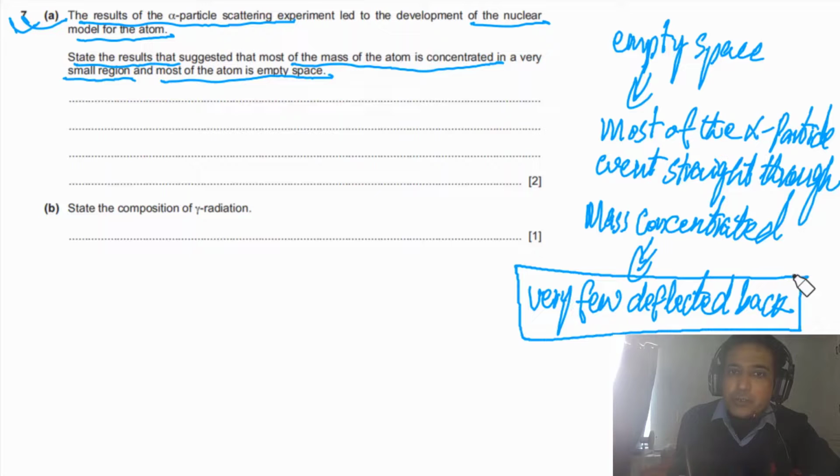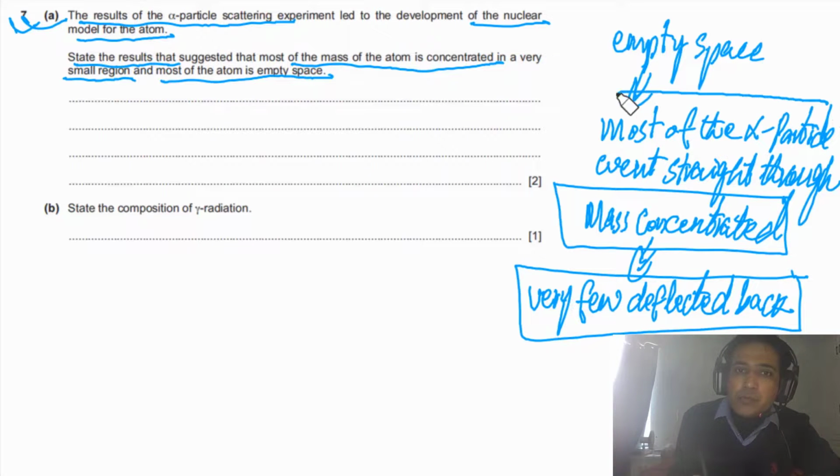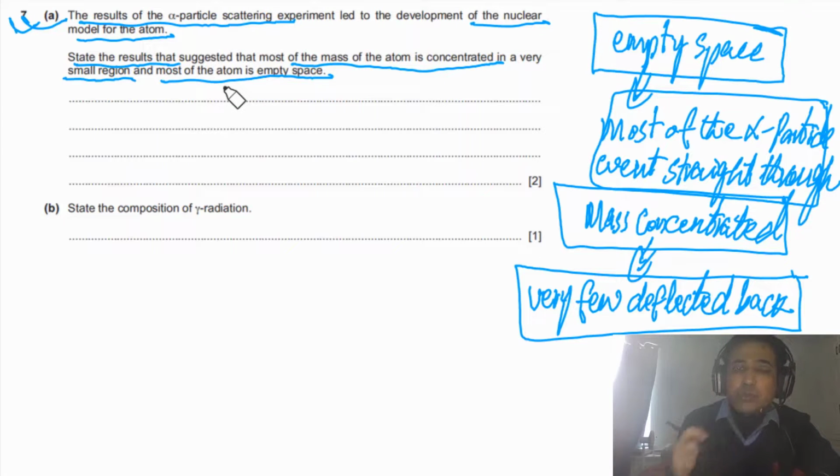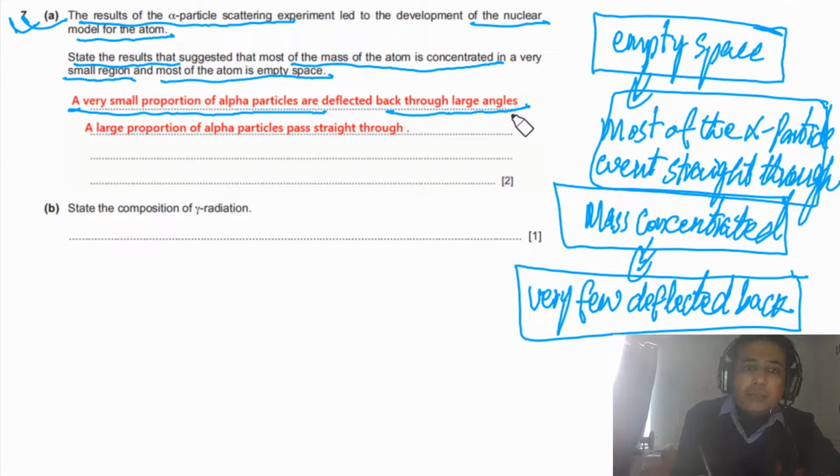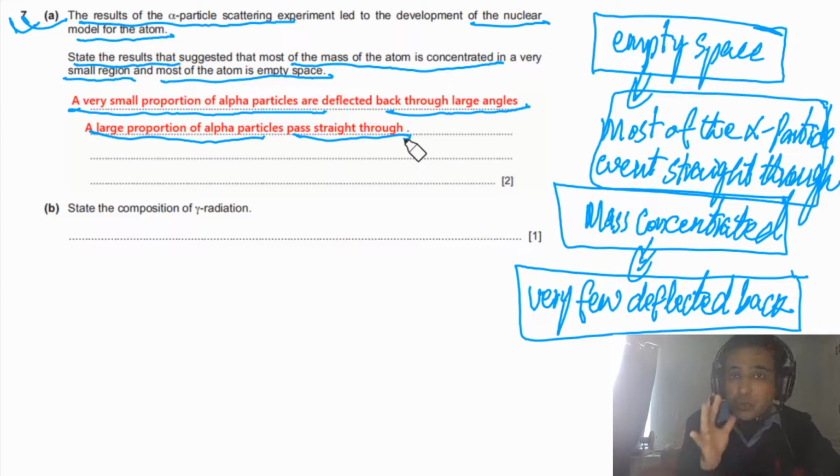So here we have observation and this was our conclusion, and this was the observation, then this is the conclusion. So we have two conclusions, we need to write down two observations. A very small portion of alpha particles deflected back through large angles, or simply you can say just deflected back. So it means mass and charge are concentrated in a very small tiny region, and that tiny region was the nucleus. A large portion of alpha particles pass straight through, it means most of the atom is empty space. So this is how you need to write out your answer.